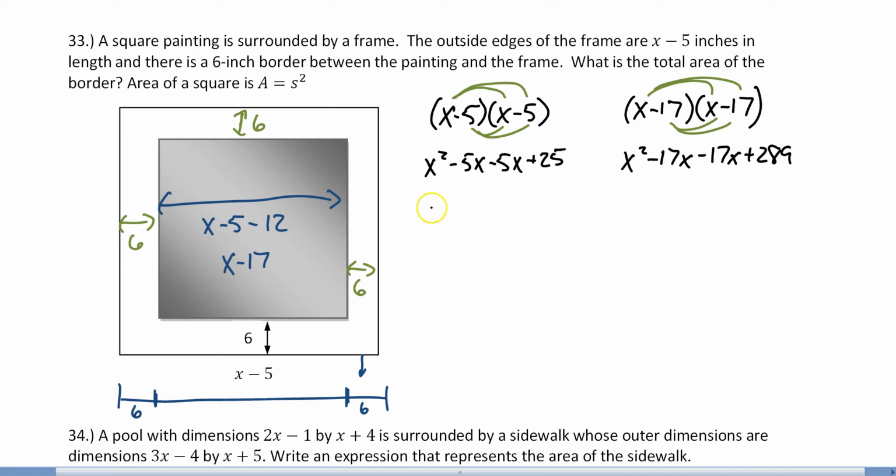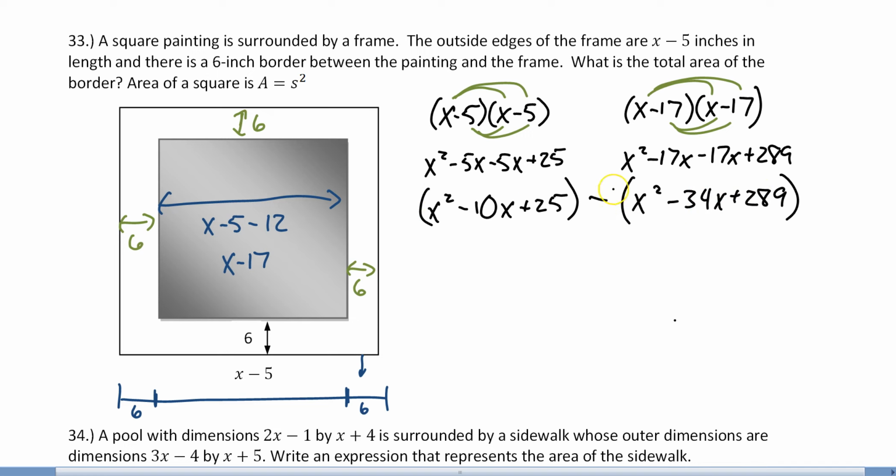And now from here, I just finished doing each of these, combining some like terms. That's a negative 10x plus 25. Over here, that's an x squared minus 34x plus 289. But now I want to subtract each of these. I want to take these two polynomials and subtract. Well, now this is like the first couple examples we did on this review. I'm going to change subtraction to adding the opposite. I'm going to distribute that negative and make it look like this. Okay? And now it's just a matter of combining like terms.